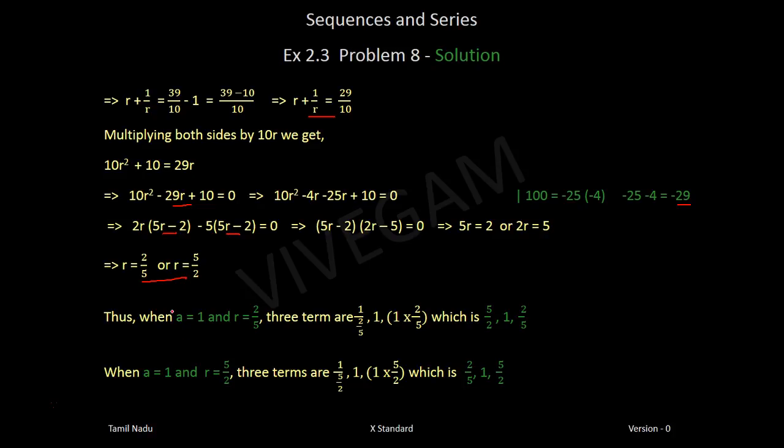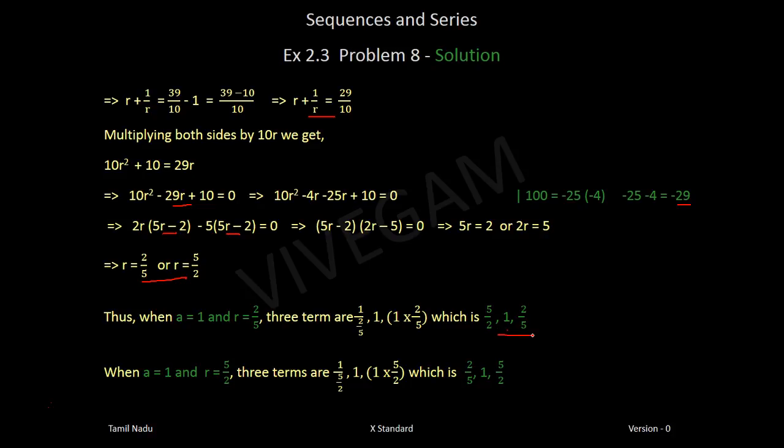Okay, now there are two cases. A is 1 in both the cases, but r in one case is 2 by 5. In case 2 it is 5 by 2. Alright, so we'll have to find the terms of both the cases. So when a equal to 1 and r equal to 2 by 5, the three terms will be a by r, that is 1 by 2 by 5, comma a, which is 1, then a into r, ar. So this will become 5 by 2, 1, and this will be 2 by 5. Okay, so these are the three terms.